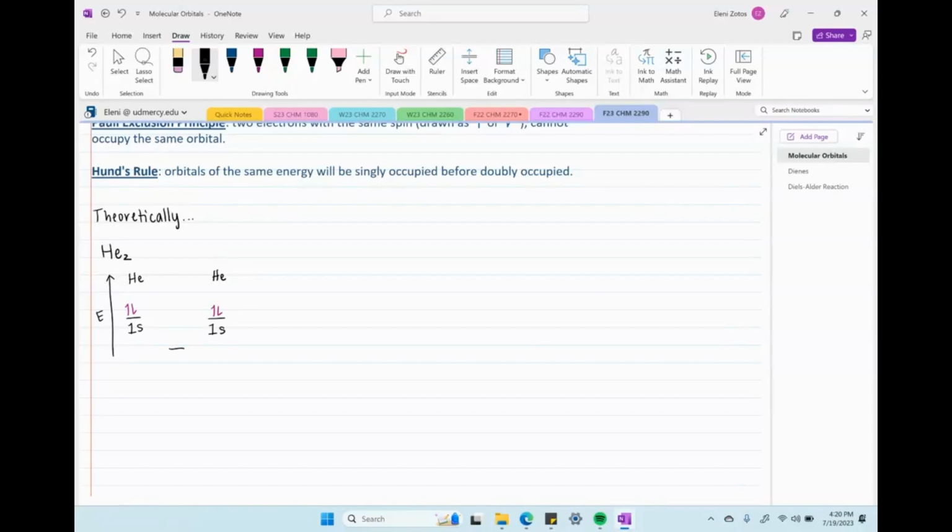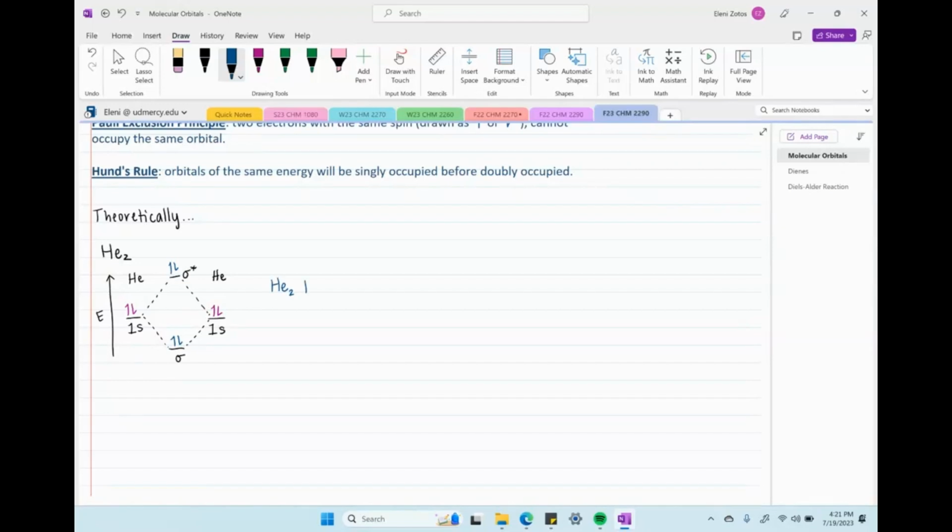These 1s orbitals can overlap to form a sigma molecular orbital and a sigma star. So we have 2 molecular orbitals, the sigma and the sigma star. We have 4 electrons that we need to fill in molecular orbitals. So now we have 2 electrons in the sigma molecular orbital. That's the greatest number that can fill that orbital. So we have to put the remaining 2 in the sigma star.